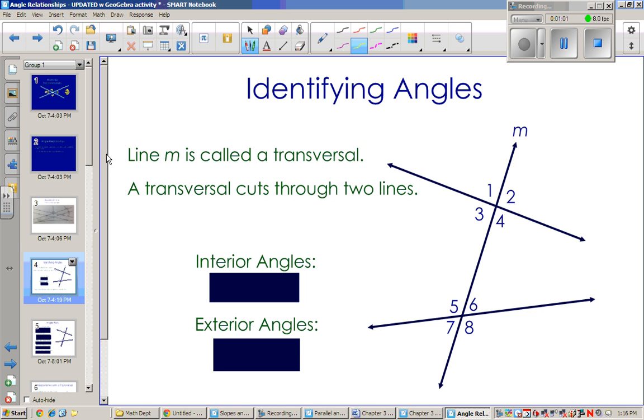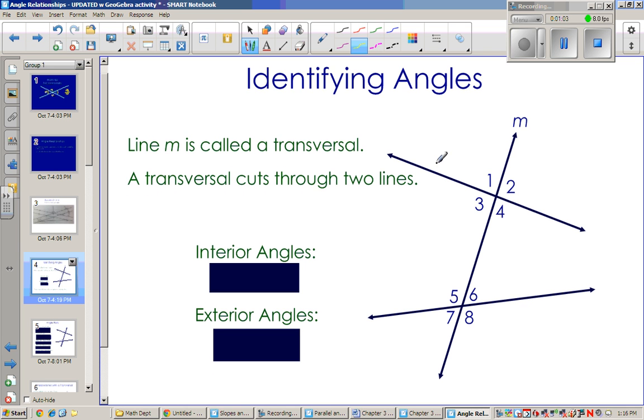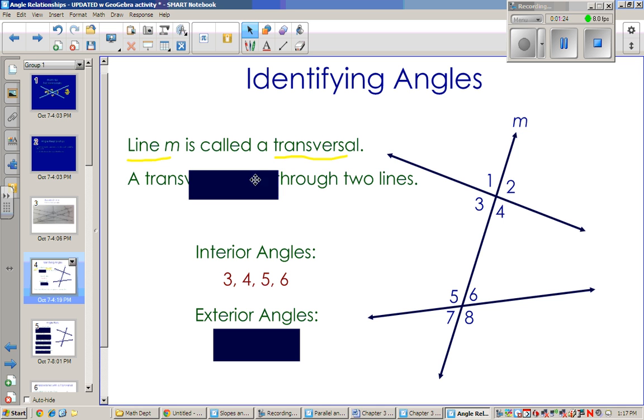Now, identifying angles. When we have two lines and both of them are intersected by another line, that line is called a transversal. The transversal cuts through both those lines, and it creates inside angles, which we'll call interior angles, and outside angles, which we call exterior angles. So the interior angles are 3, 4, 5, and 6, and the exterior angles are 1, 2, 7, and 8.